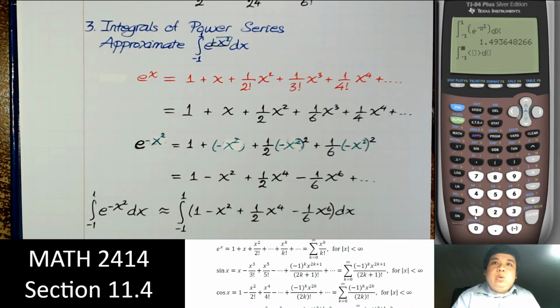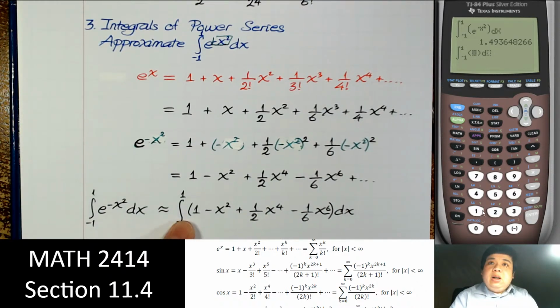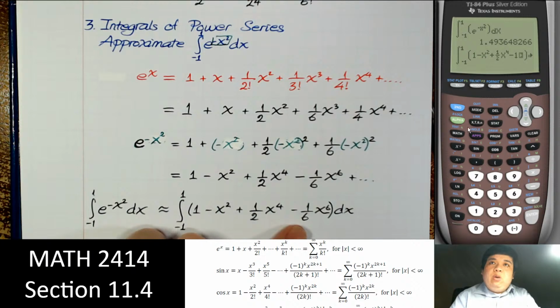From -1 to 1, and the function 1 minus x squared plus 1/2 x to the 4th minus 1/6 x to the 6th.